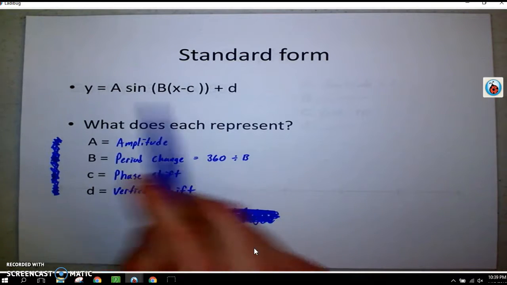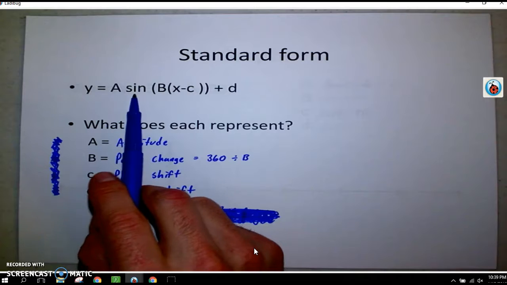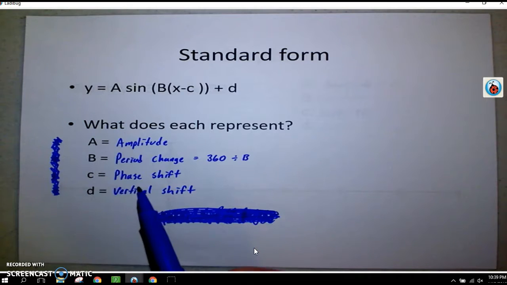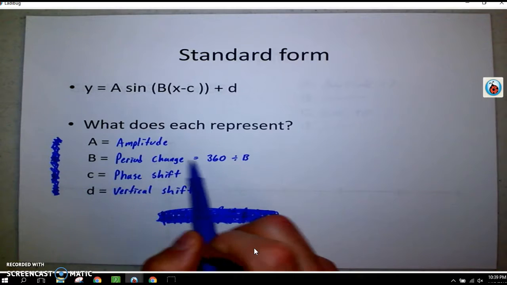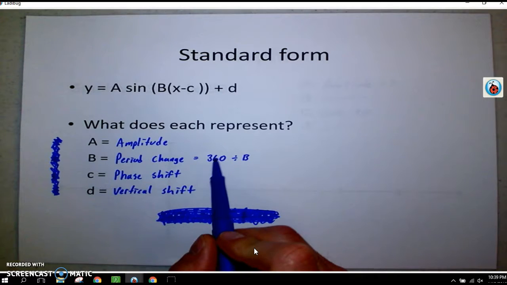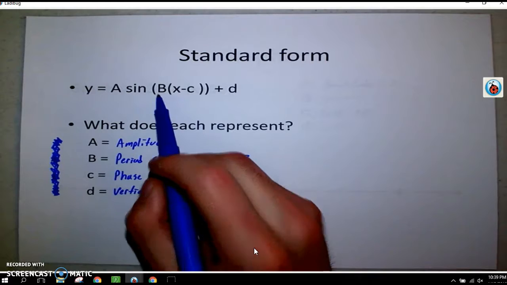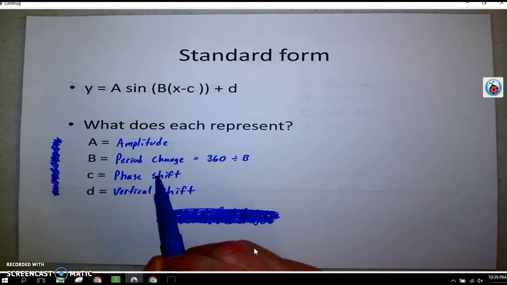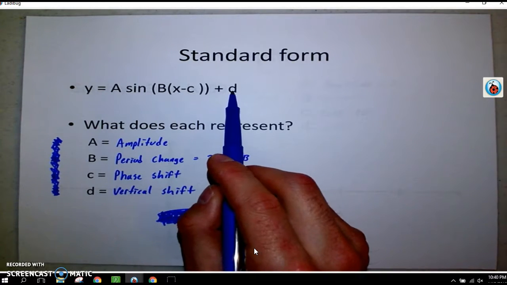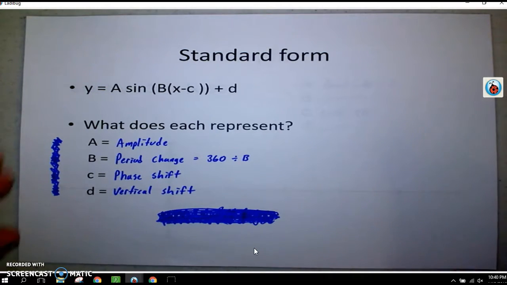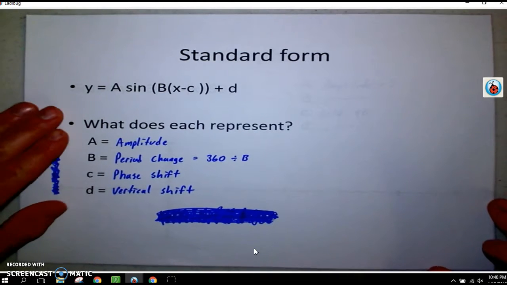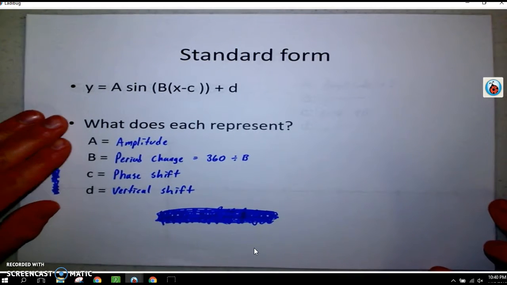But in our standard form for sine or cosine, A represents the amplitude. B is the period change. You can find that new period by doing 360 divided by that value. C is the phase shift, can be added or subtracted, and same with D, can be added or subtracted, but that is the vertical shift. All right, so I'd make sure that I have this handy. This is essentially your go-to.